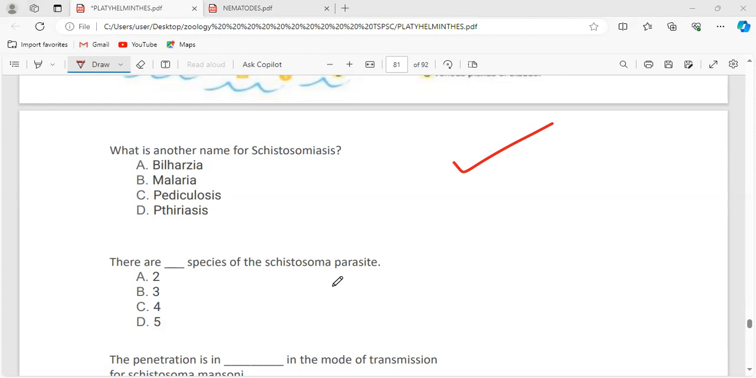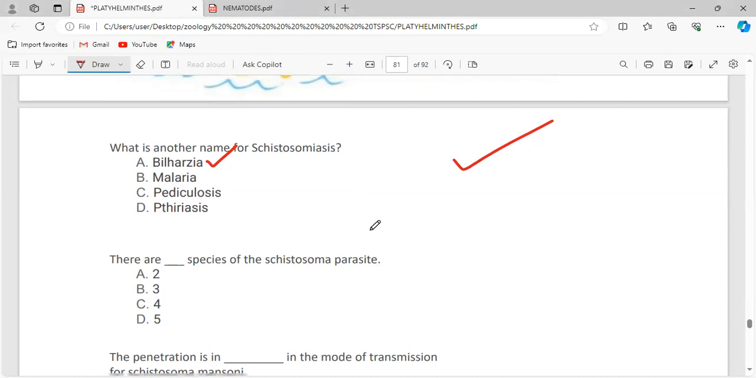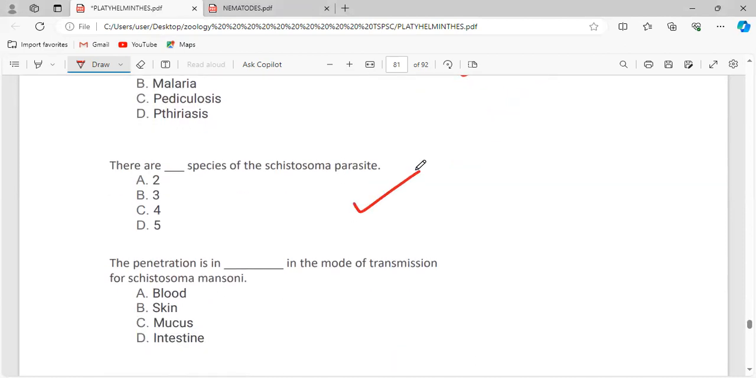The answer will be Bilharzia, because the name of the scientist who discovered this particular parasite, this genus of blood fluke, is Bilharz. So it is also called Bilharzia. Clear? Now, how many species are present in the Schistosoma parasite? How many species have we studied?